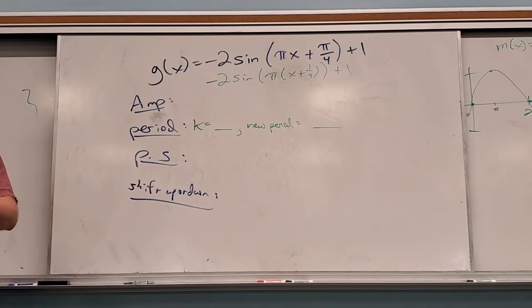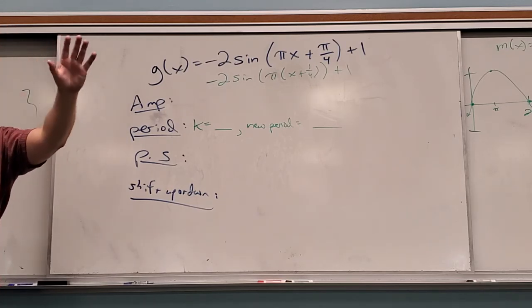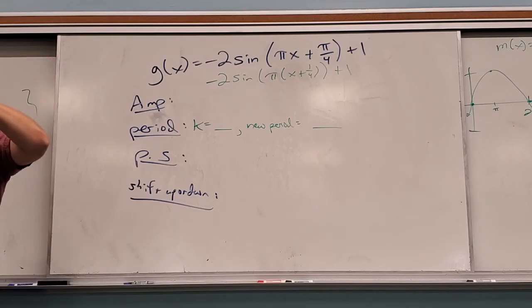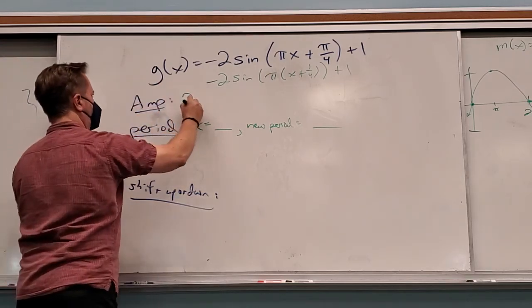Really careful. What is the amplitude? It's 2. What's the negative do? Flip it. Okay, so amplitude can't be negative. It's just the distance I get away from the middle line. The negative just means flip, so the amplitude is 2. So now it's going to go from -2 to 2. Amplitude is 2.